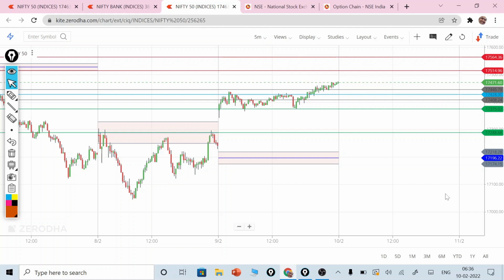Now let me come to the Nifty chart first. So Nifty's CPR, that is central pivot range, is trending higher compared with yesterday. You can see the trend. So this is trending higher. For the last few days it was trending lower. Now CPR is trending higher, indicating a bullish movement.